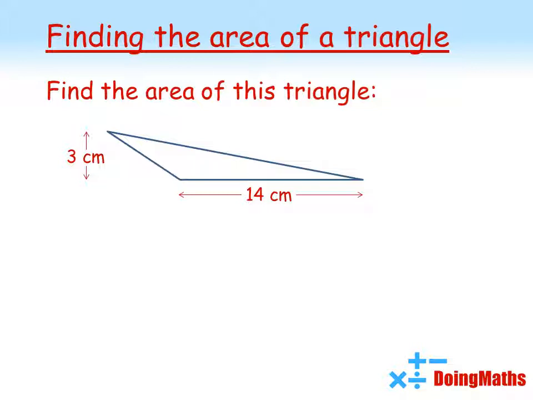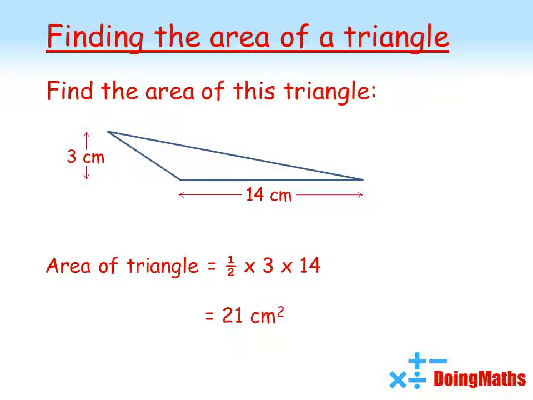Using these measurements, we're going to do just what we did before. So the area of this triangle is half, remember, we've been halving all the ones we've done so far, times by the perpendicular height, times by the base length, which gives us an area of 21 square centimetres.